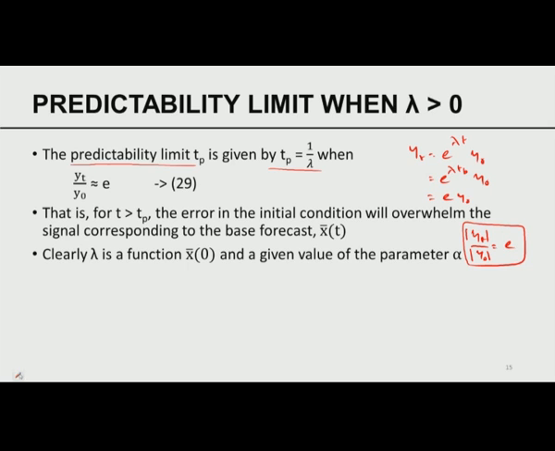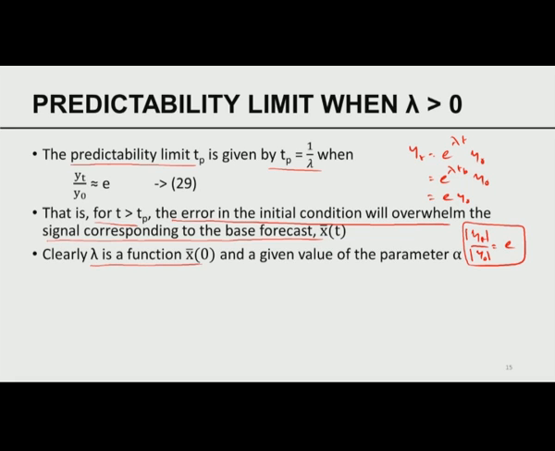That's the ultimate key. So creating forecasts is one thing, trying to attest the goodness of the forecast is something else. We have learned how to create forecasts by so many different methods of data assimilation. The analysis of data assimilation is not complete until we understand the predictability limit, how long the prediction can hold water. That is the idea here. So for time greater than Tp, Tp is the predictability, the error in the initial condition will overwhelm the signal corresponding to the base forecast.